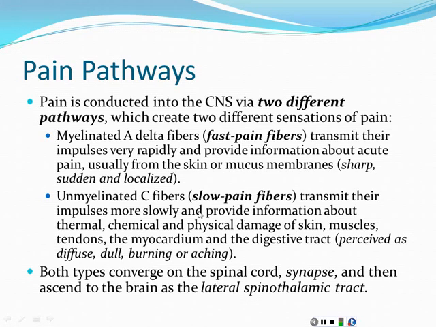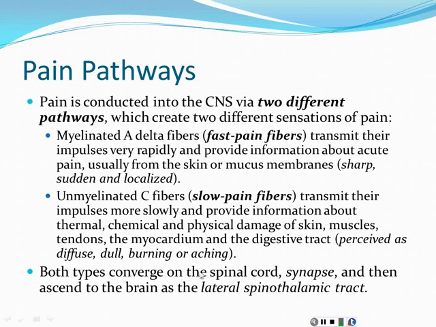Then the other pathway is the slow pain fibers. These are unmyelinated, which means that their information is going to travel much more slowly into the central nervous system, and it's much less localized. In other words, with these slow pain fibers, you can't put your finger exactly where the pain is. It usually is a region that hurts. And the pain that comes along with this is diffuse, so it's for a whole region, a dull, burning, or aching pain.